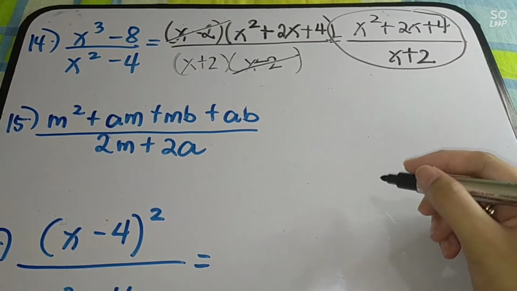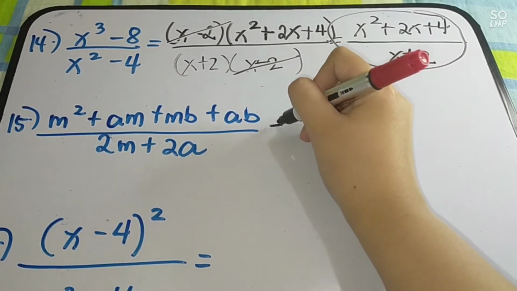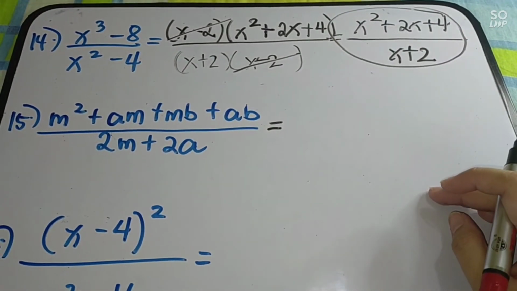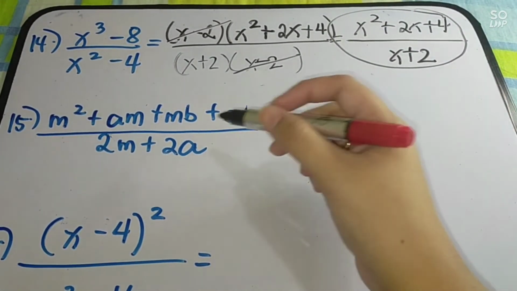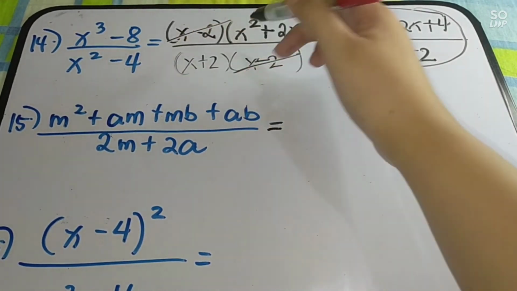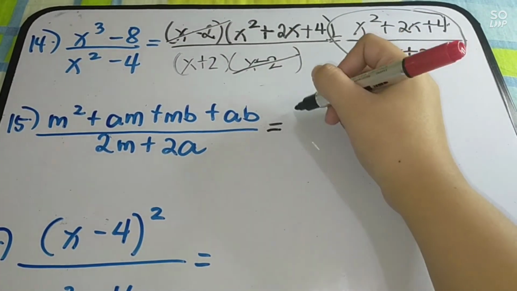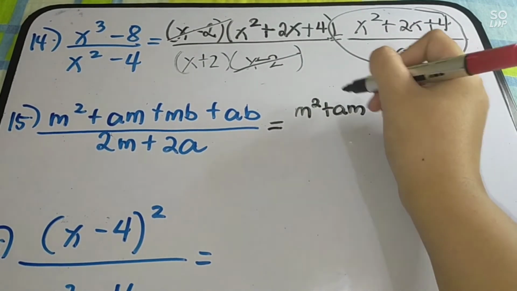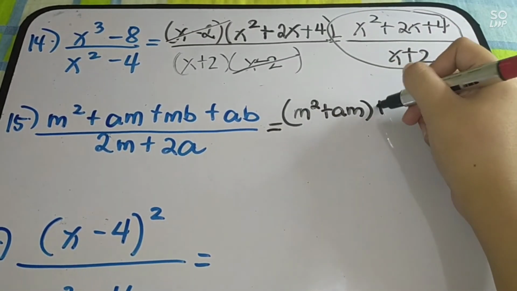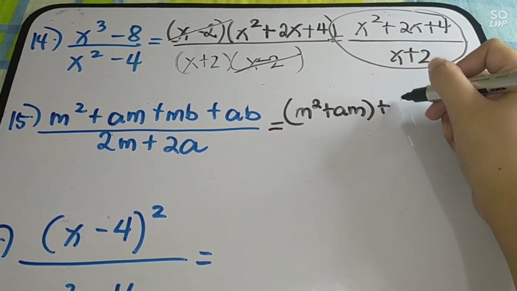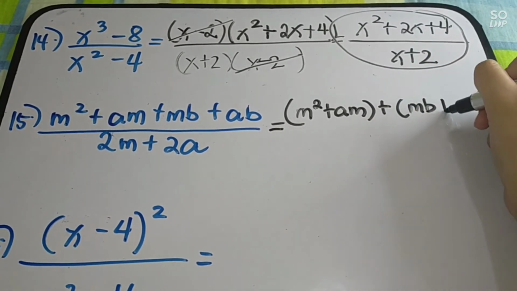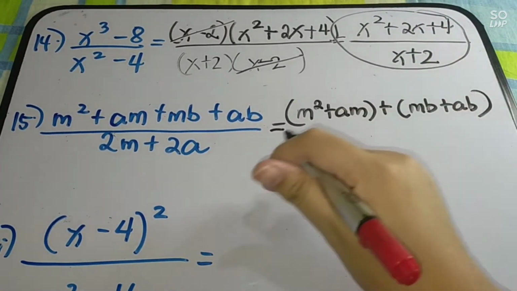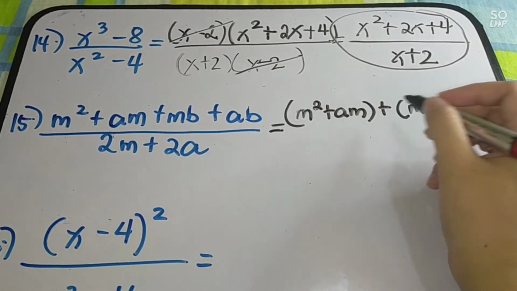Diba ang haba? Number 15. So, dito sa number 15, mag-groupings ka na. So, mag-group tayo. I-group natin itong dalawa at saka itong dalawa. Kasi may common naman sa kanila. So, you have here m squared plus am. Group natin to. Plus, yung isa naman ay mb plus ab. Mamaya na to, ha. Dito muna tayo.